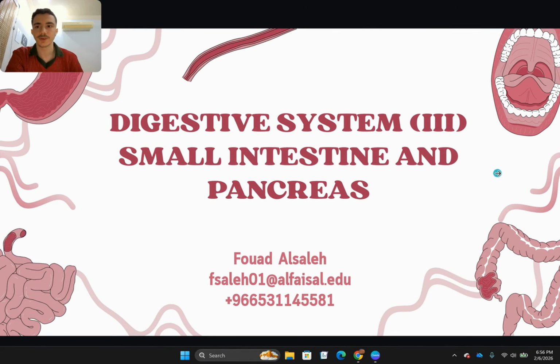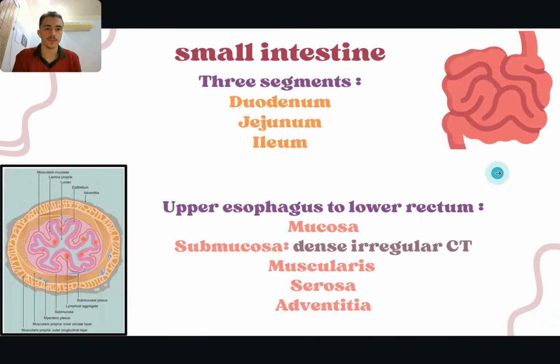Okay, hello guys. So now we're going to talk about the digestive system 3, which is the small intestine and pancreas. تمام? Okay. Small intestine. We have three segments or three parts of it: the duodenum, jejunum, and ileum. تمام.